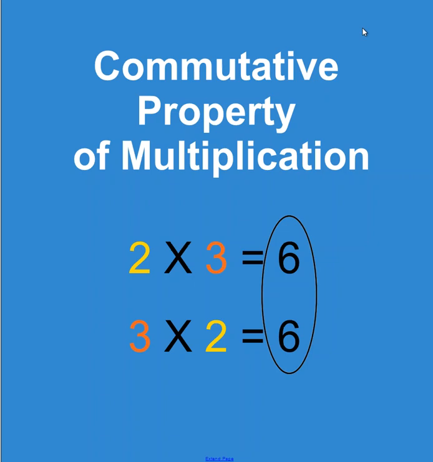This is Miss Milla and I want to teach you about the commutative property of multiplication. Look at this picture. I have 2 times 3, it equals 6. And if I flip the numbers and I say 3 times 2, it still equals 6. That is the commutative property. Now let me show you.